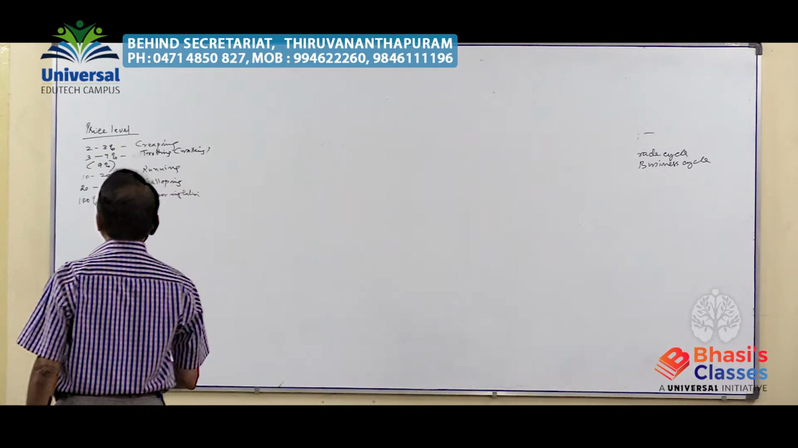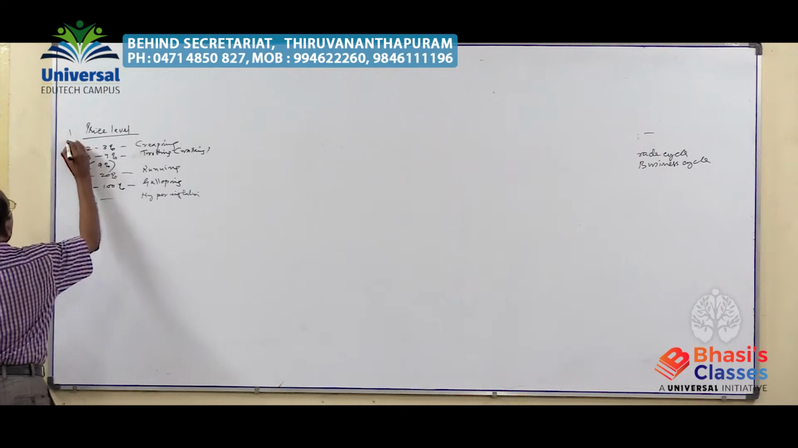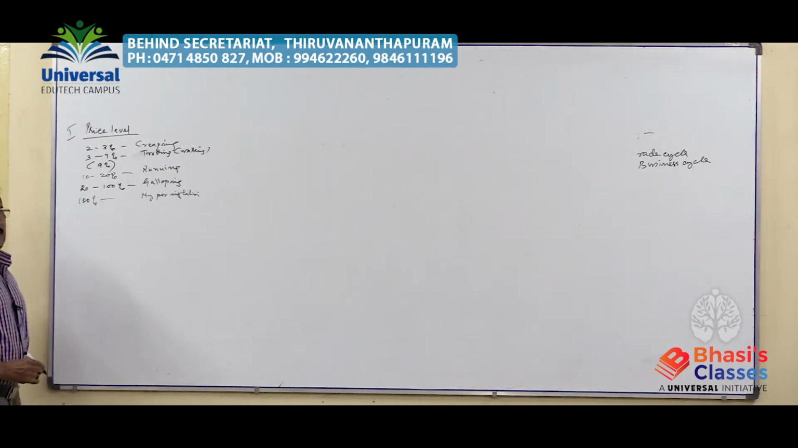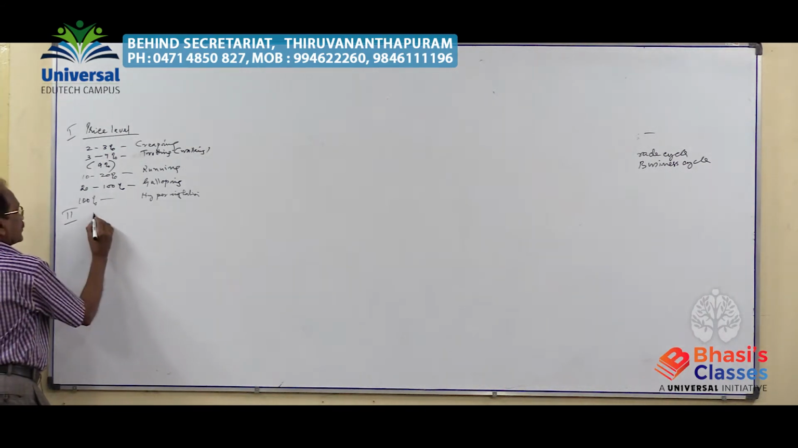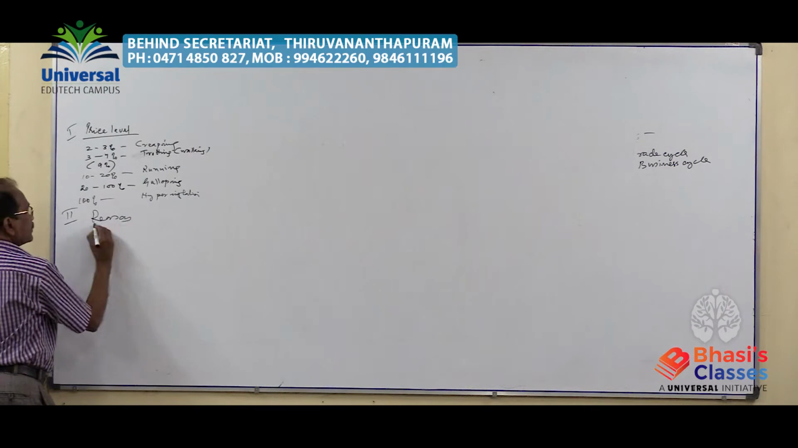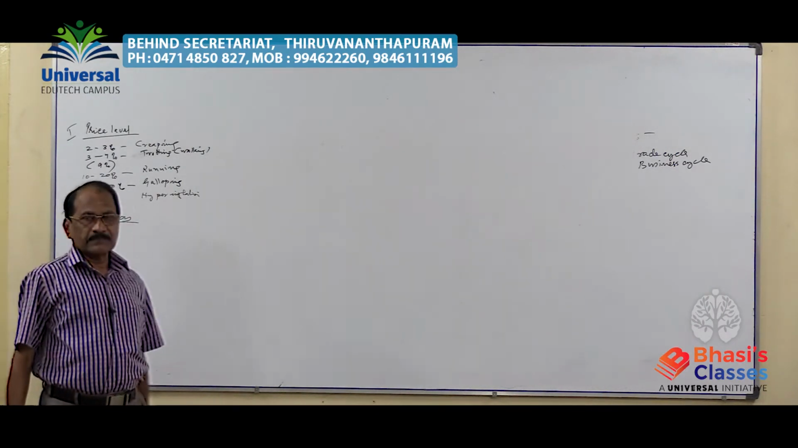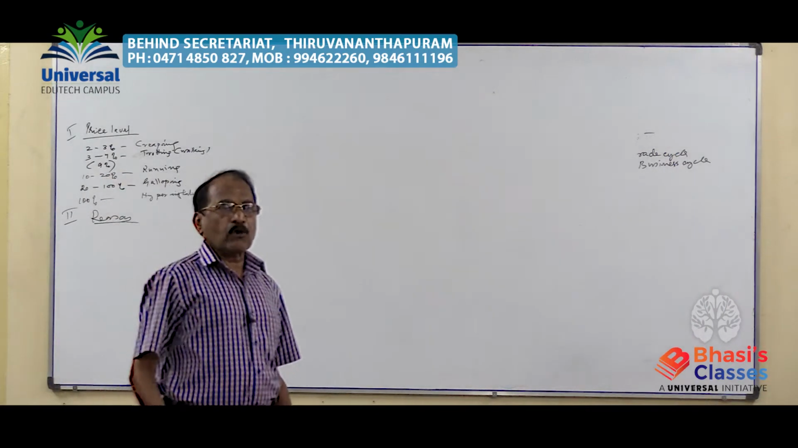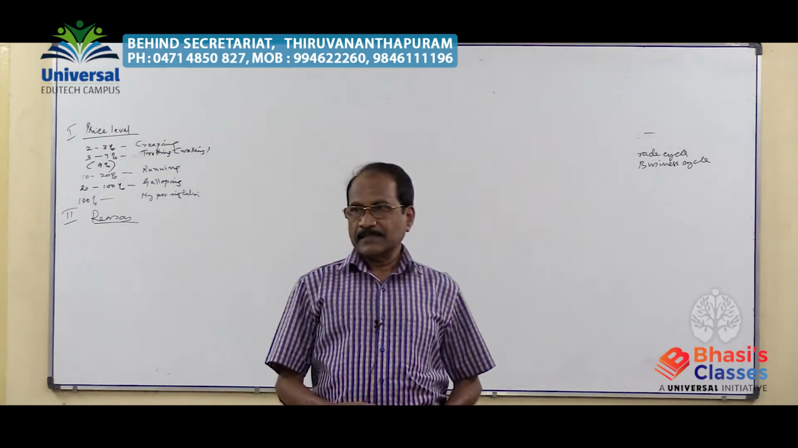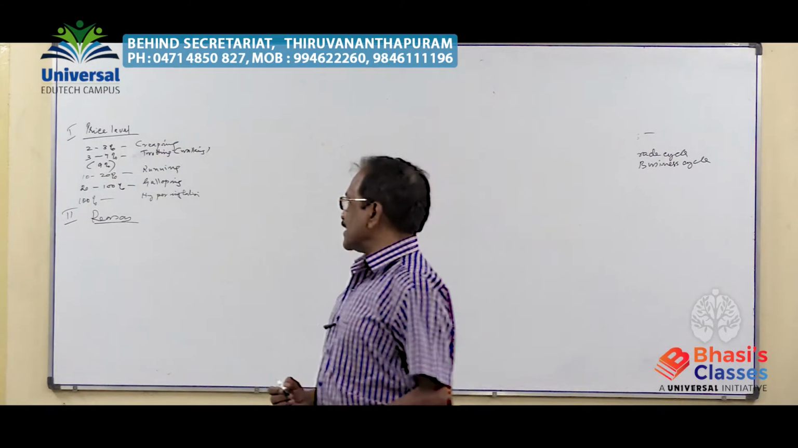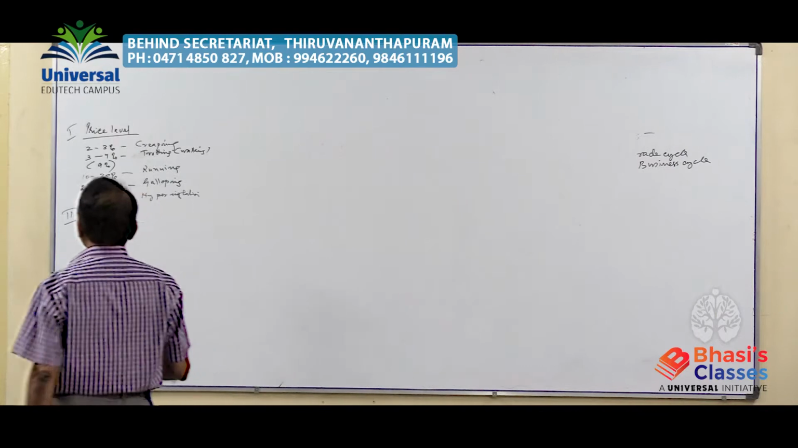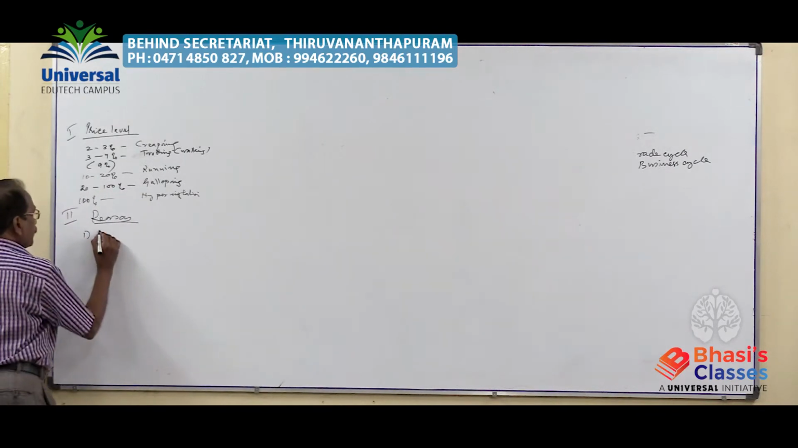This is one classification according to the average level of price rise in the inflationary period. Number 2, the second classification is on the basis of the causes of inflation. On the basis of reason, we have what is known as demand pull inflation.